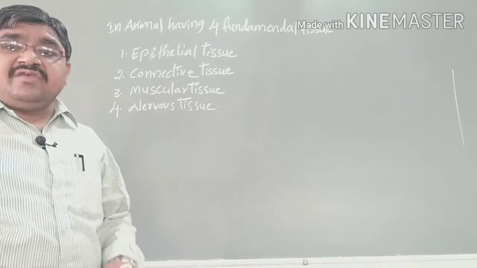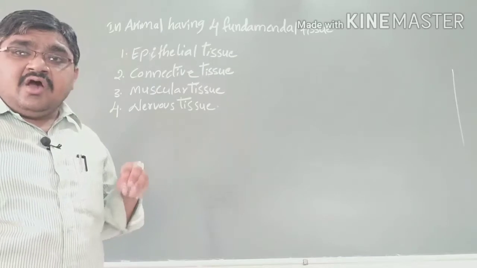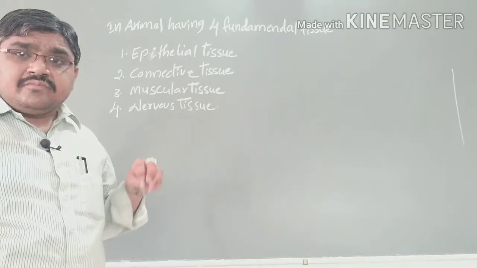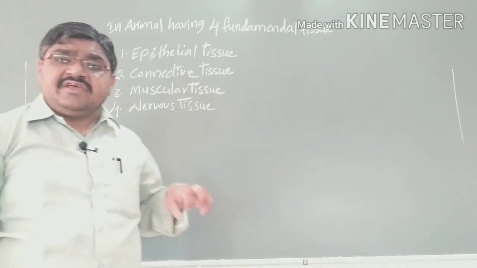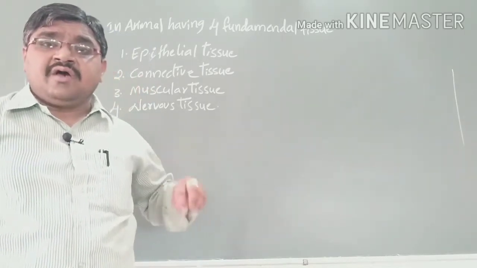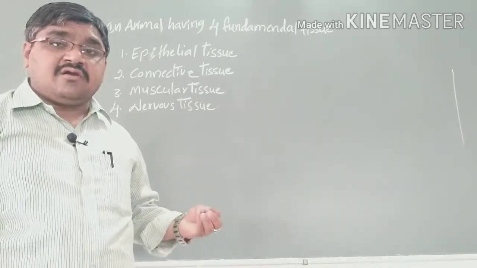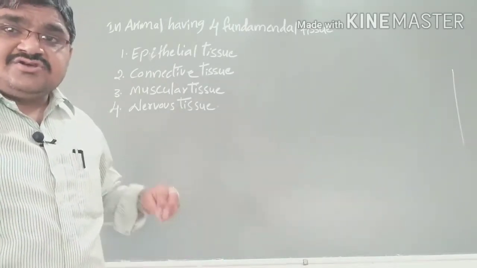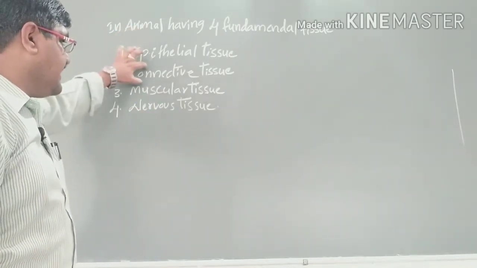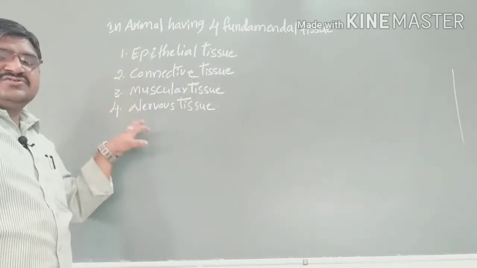So from this level, that means from the tissue level of organization, there are four fundamental tissues present. These tissues perform all the vital activities in an organism, where all the cells are combined together to form tissues. Those tissues perform the functions. So this type of grade of organization we can call the tissue level of organization. That is epithelial tissues, connective tissues, muscular tissues, and also nervous tissues.